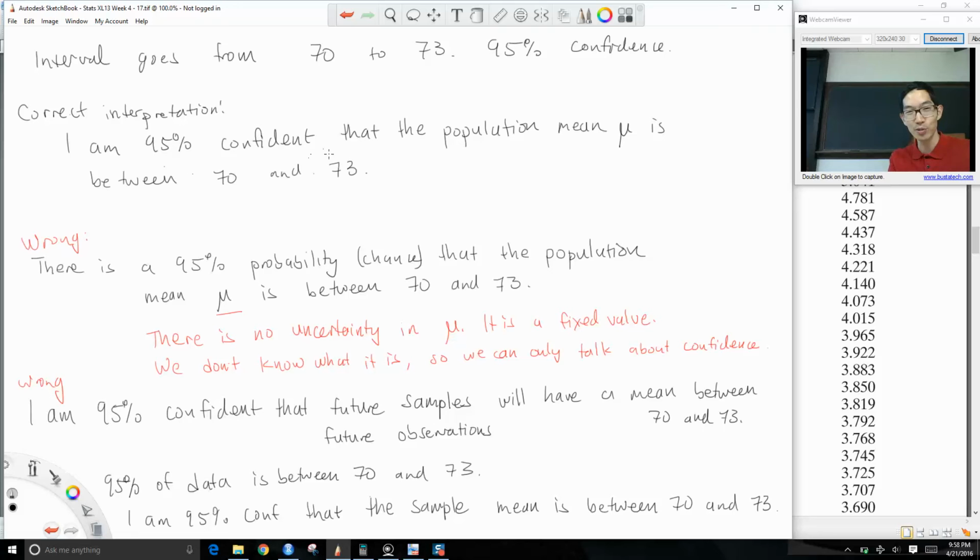The only correct one here is we make a statement of confidence about the population mean. And that's what we can say.